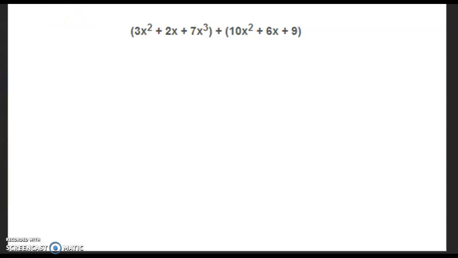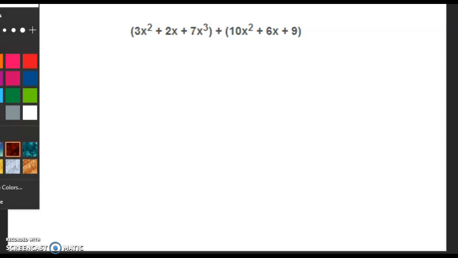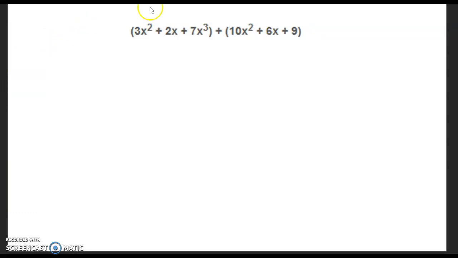I'm actually going to do some of your USA test preps in here because they are a little bit more difficult. So when we have to add polynomials, I want you to pretend like these parentheses are not here. I just want you to pretend they're not there. They don't exist. Because when you're adding it, it's not like we have to distribute anything. There's just terms inside.